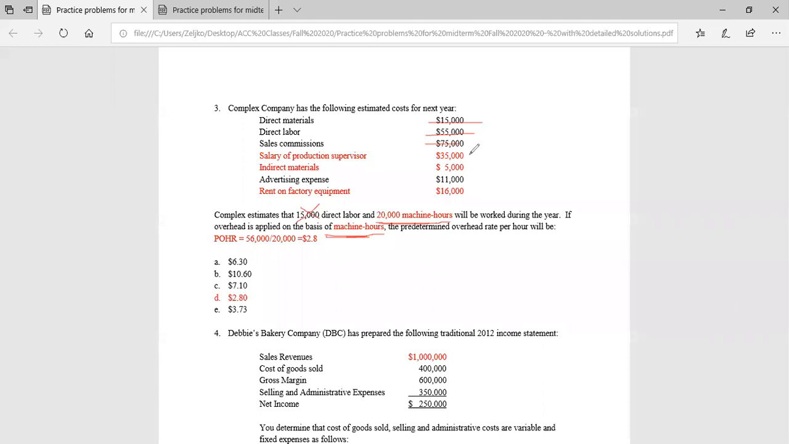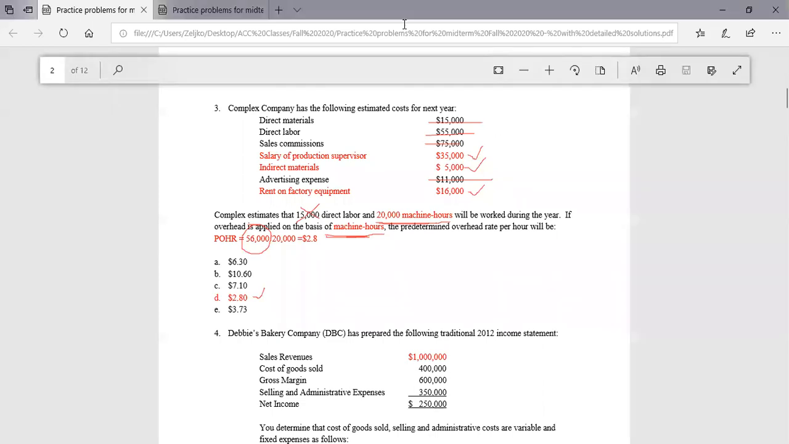Salary of production supervisor, yes, that's part of the overhead. Indirect materials, yes. Advertising expense, no. Rent on factory equipment, yes. And we have it here, added up these three amounts, $56,000 divided by 20. The answer is 2.8. So you need to know what type of costs go into overhead. This is chapter 1. Very straightforward, very simple question again.